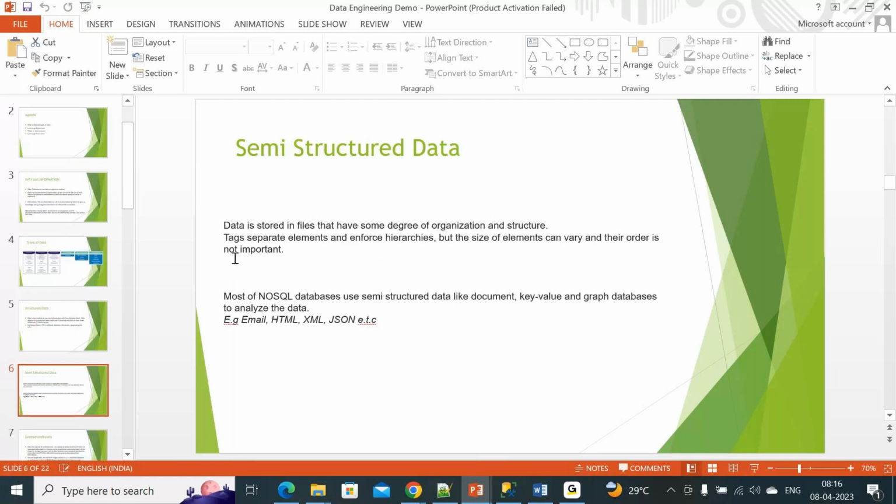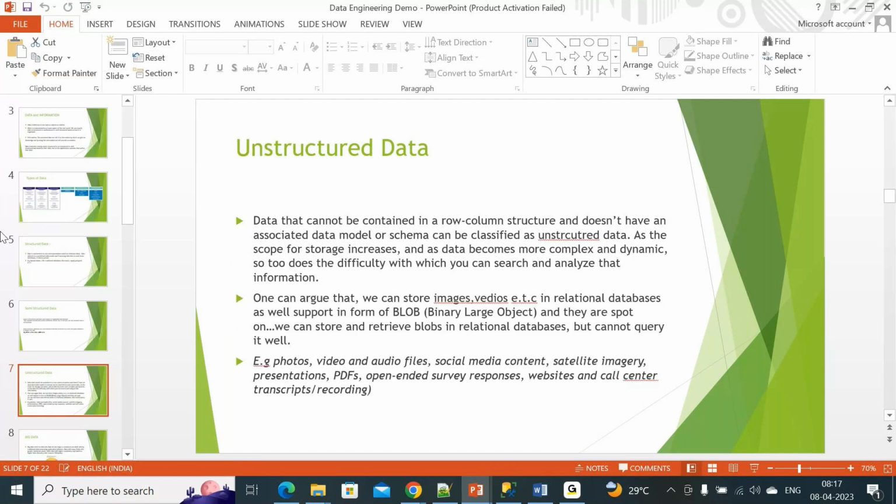Next, coming to semi-structured data: the data which you store in the form of files, with some degree of organized structure, a mixture of structured and unstructured, we call semi-structured data. Examples are JSON and HTML. Next, as I said, unstructured data doesn't have any specific data model or format, so it's somewhat harder to derive information from it, as it is loosely coupled. Unstructured data includes audio files, video files, and social media content.